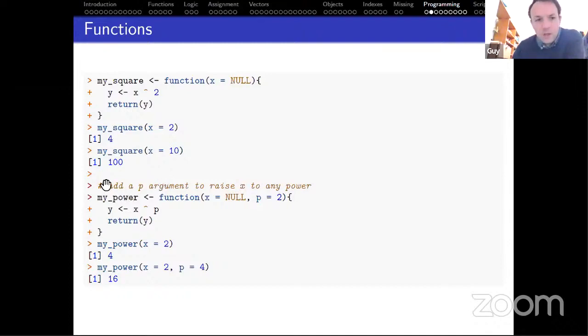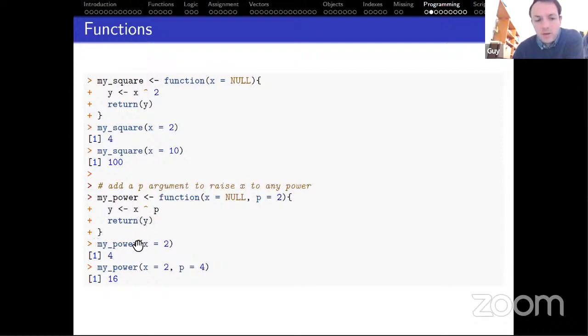So again, rather than call it my square, I call it my power. I use the assignment, and I say I want to create a function. So I'm using the function to create a function. And then I'm going to say x is equal to null again, but I'm going to have a second argument called p. And then by default, p is equal to 2. And whatever p is, I'm going to use it to raise to the power whatever x is. So I can put in any number for x and any number for p, and it will calculate the value and return it as y.